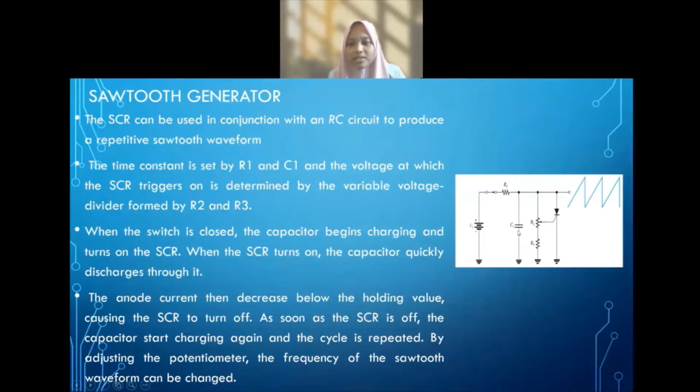When the switch is closed, the capacitor begins charging, and then turns on the SCR. When the SCR turns on, the capacitor quickly discharges through it. The anode current then decreases below the holding value, causing the SCR to turn off. As soon as the SCR is off, the capacitor starts charging again, and the cycle is repeated. By adjusting the potentiometer, the frequency of the sawtooth waveform can be changed.